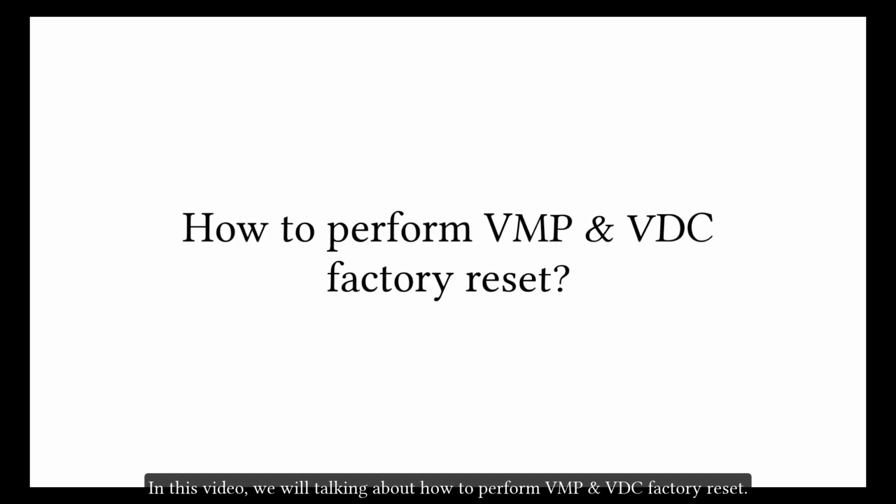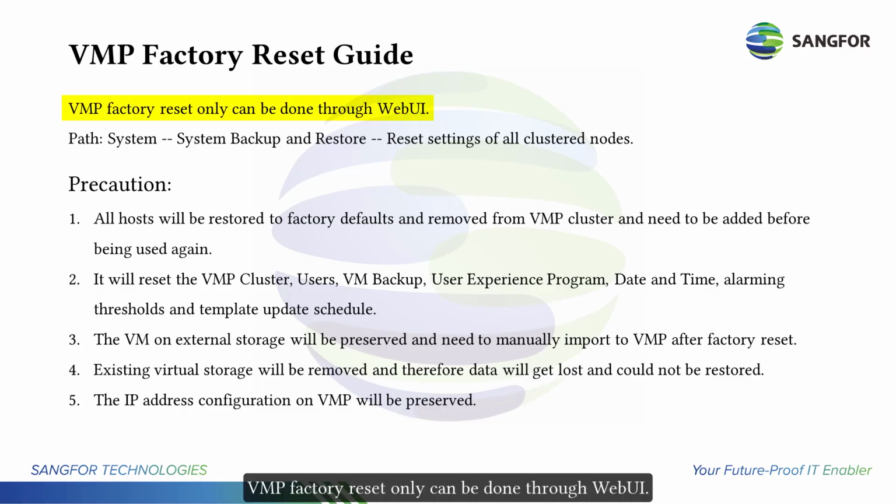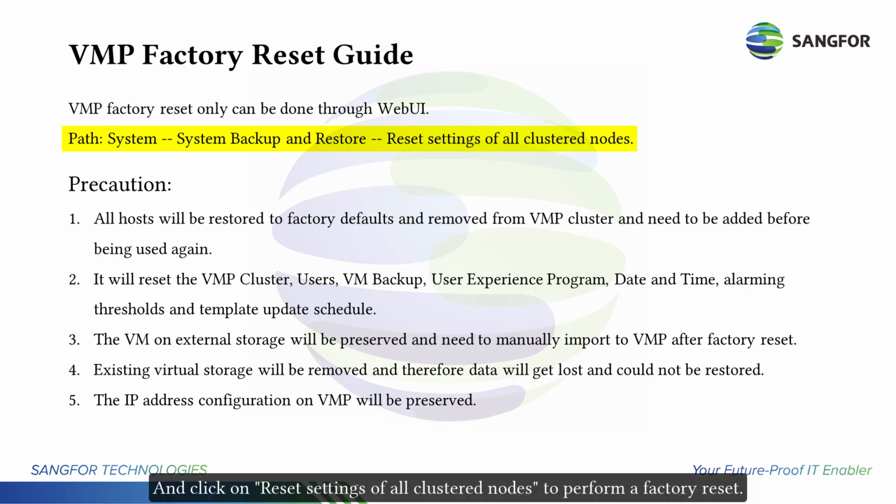In this video, we will be talking about how to perform VMP and VDC factory reset. VMP factory reset can only be done through the Web UI. To do this, you need to log into the VMP. Go to System. Select System Backup and Restore. And click on Reset Settings of all clustered nodes to perform a factory reset.